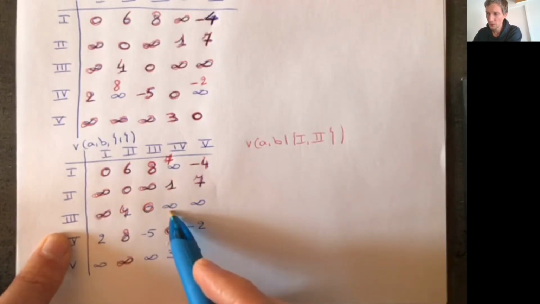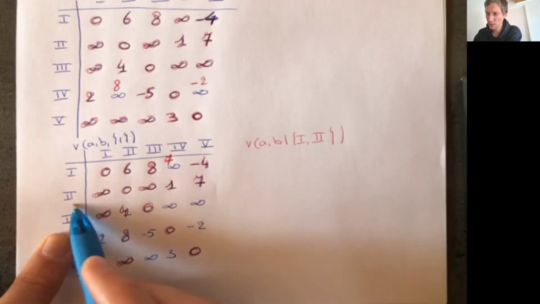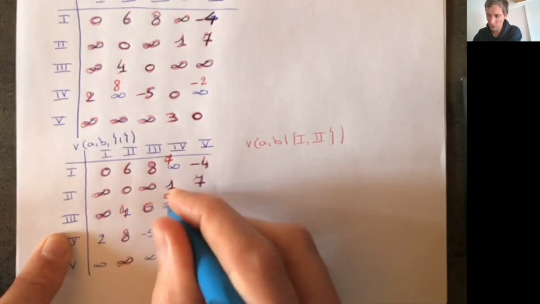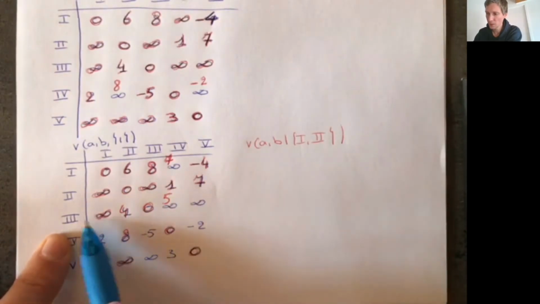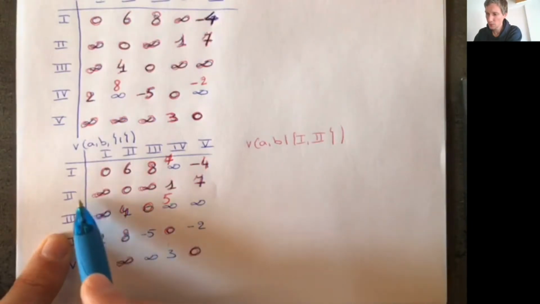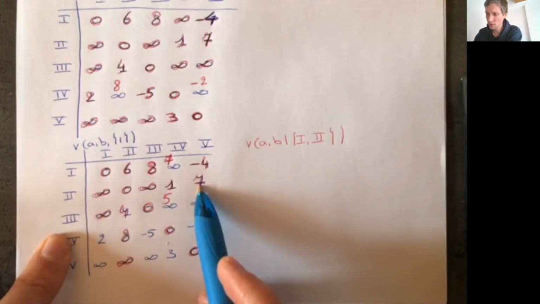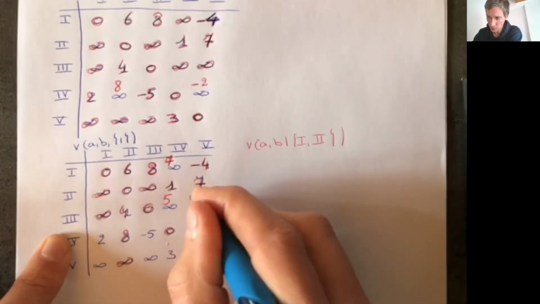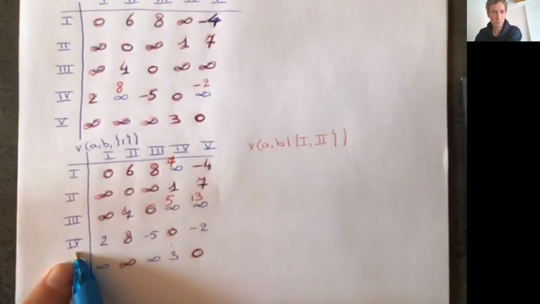3 to 4 is infinity. If I pass through 2 first, I have 4, and then 2 to 4 is 1, is 5. So this will update to the value of 5. Here it's infinity. 1 to 2 is 4. 2 to 5 is 7. 4 plus 7 is 13. So this updates to 13.